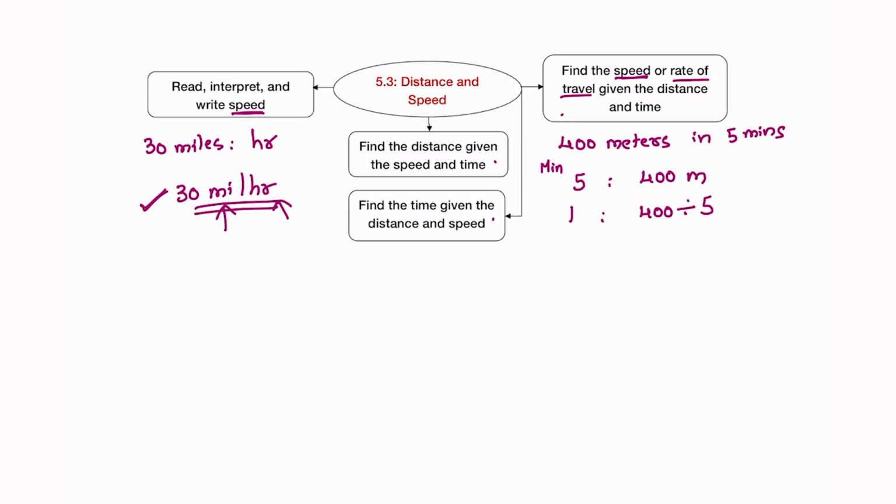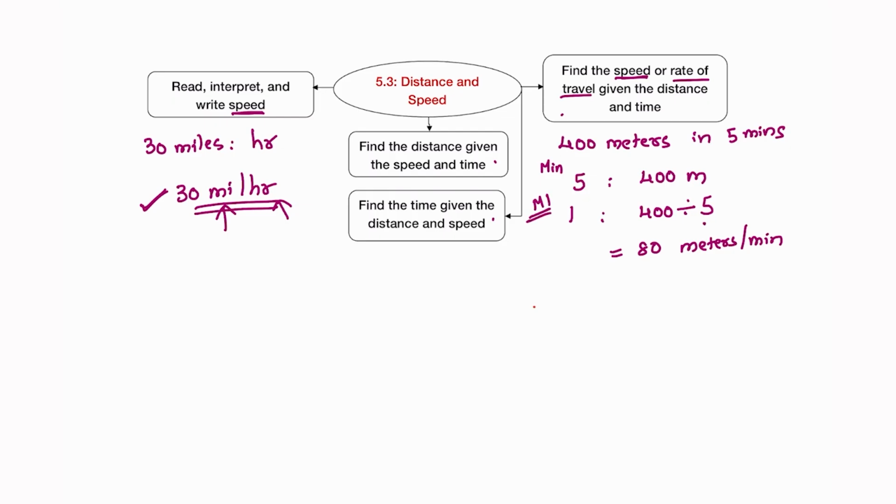Do you remember that from 5.1? We said that for whatever unit you're finding, that has to go down. So you're trying to find per minute, so that has gone down here in the denominator. So the answer is 80 meters per minute, right? Because 400 divided by 5 is 80. Okay, and this is method 1.